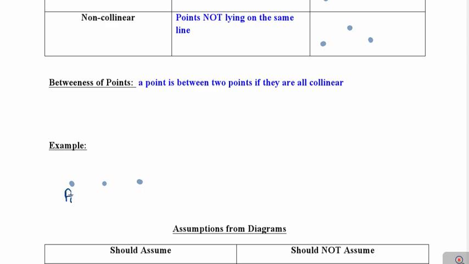I'm going to call these points A, B, C. Point B would be considered between points A and C because we could draw a straight line through those 3 points. Now let's look at an example where it would not be considered betweenness of points. So if we look at these 3 points, point Q would not be between points P and R because point Q is not collinear with points P and R.